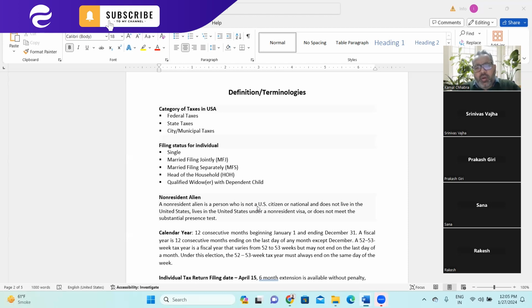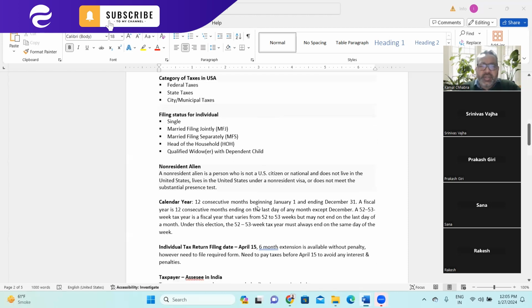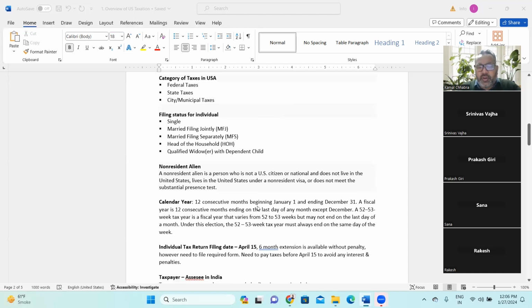Okay. So now the next concept, which is different in India compared to the US, or in the US compared to India, is the residential status. So in the US, there are two types of resident, right? One is resident alien, second is non-resident alien.